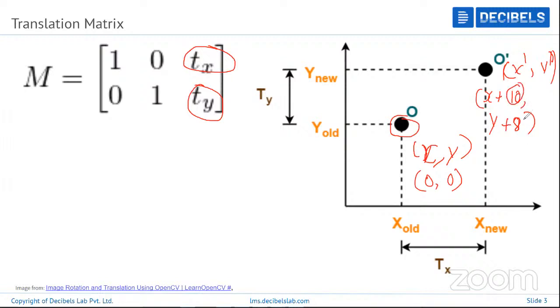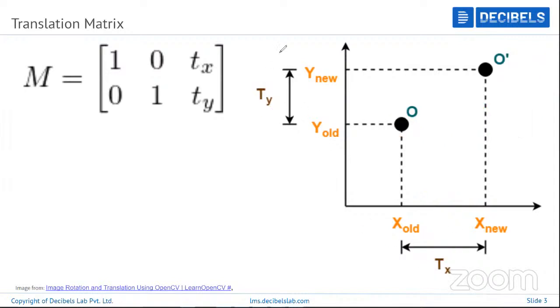So this 10 and 8 represents the amount of translation in terms of X and Y. That is what the TX and TY represents. TX and TY represents the amount of translation. So you can see here TX and TY.